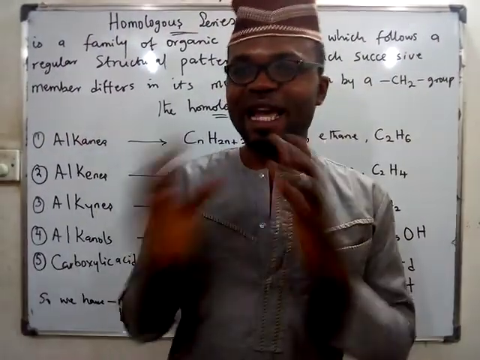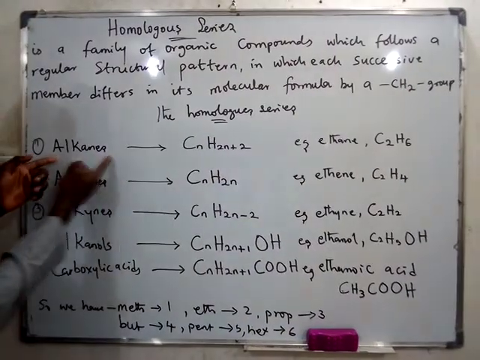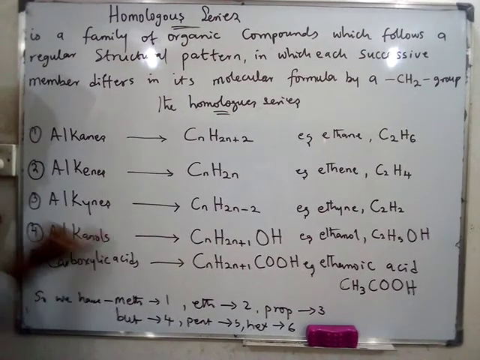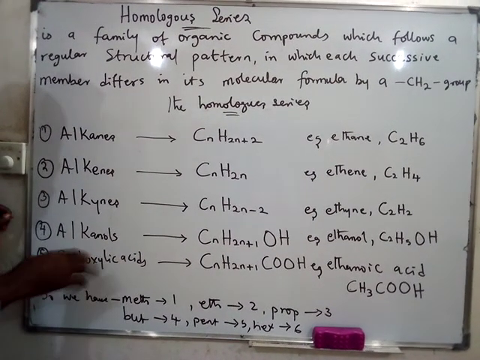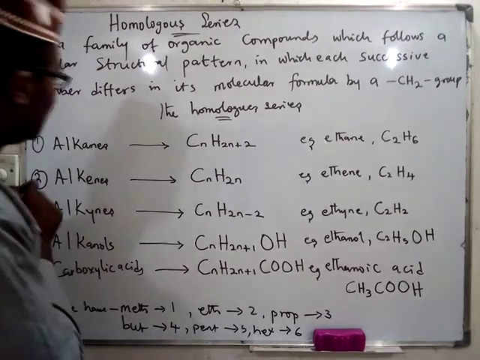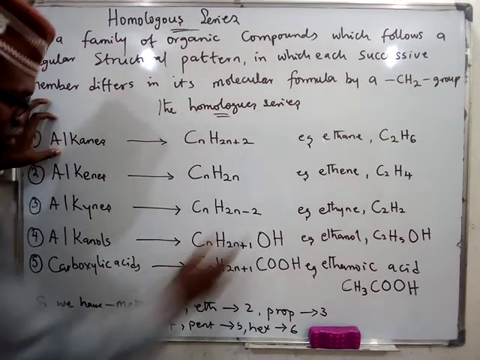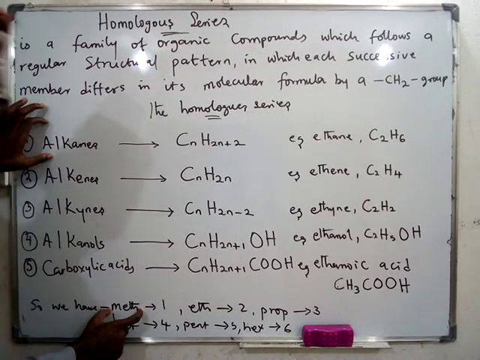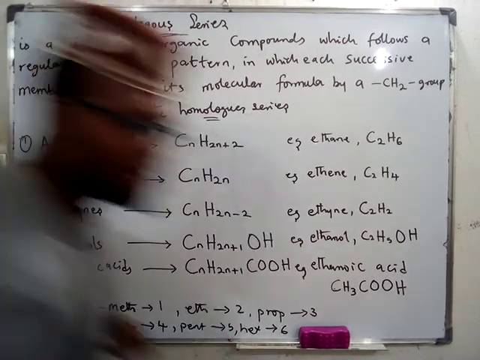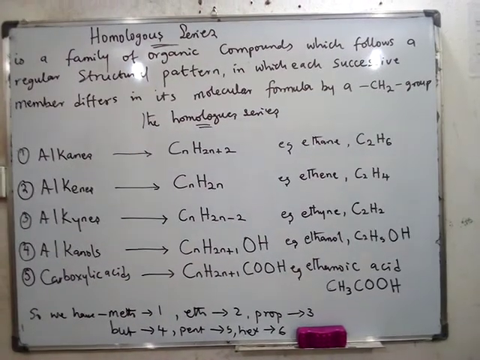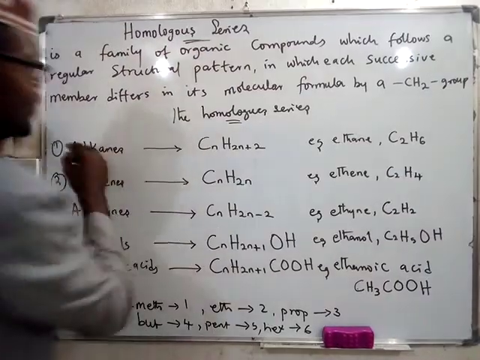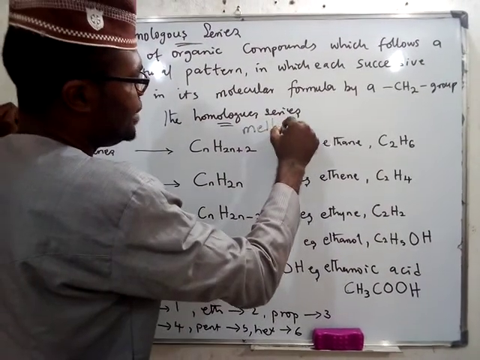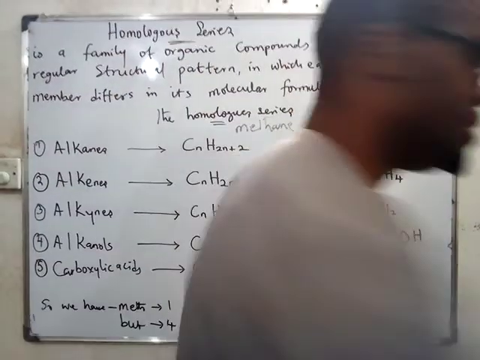So when we look at a group like alkanes, these are the different homologous series we have. We have alkanes, alkenes, alkynes, alkanols, carboxylic acids, and so on. The first member of the alkane is known as methane. You just use METH and end it with the rest. So the first member is methane.